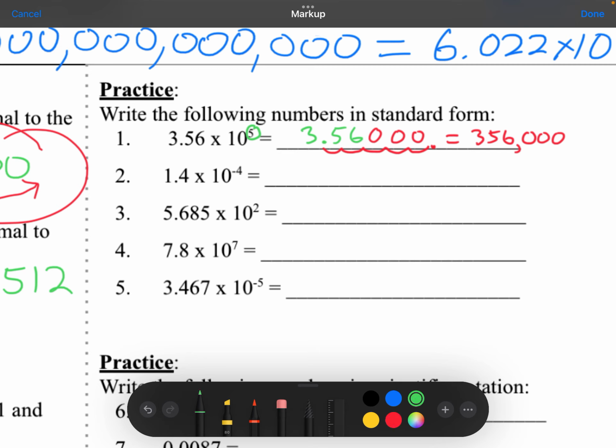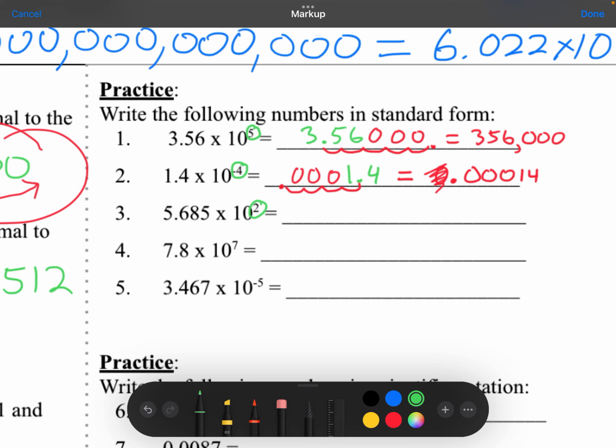In number 2, I have an exponent of -4, so I am going to be moving that decimal place to the left. So I have my 1.4. I'm going to move my decimal place 1, 2, 3, 4 spaces to the left. I'm going to fill in any empty spaces with zeros, and my new number is 0.00014. Did you have to put 0 point? No, you could have just written .00014. That's fine too.